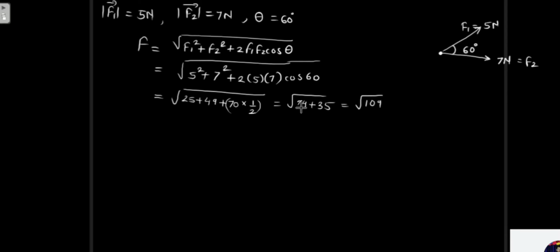So using log tables you can find out root of 109, which will come out as 10.44 newtons. This is going to be your final answer. So use the formula directly when the magnitudes are given to you to find out the resultant.